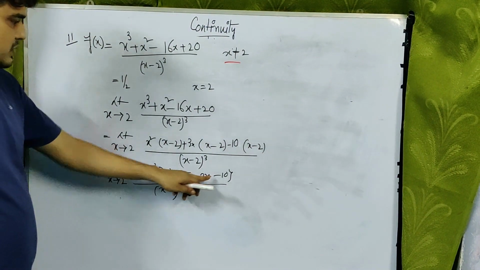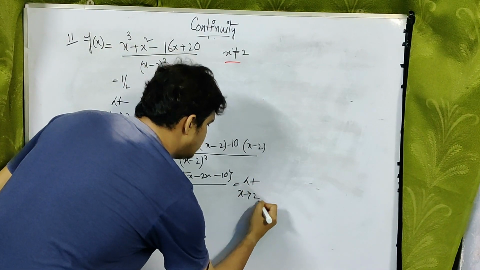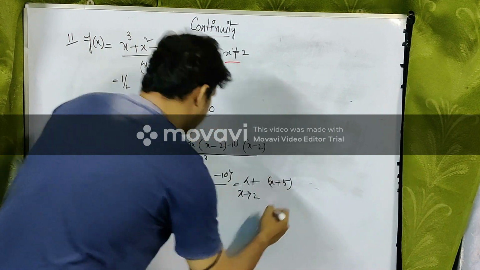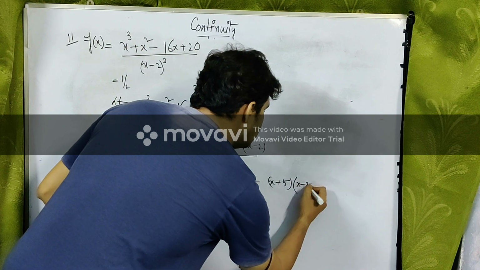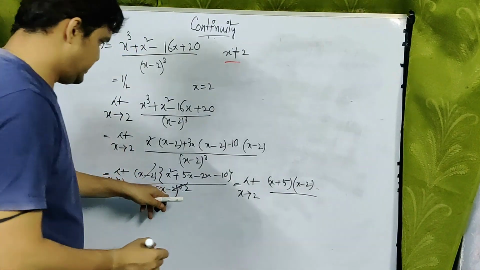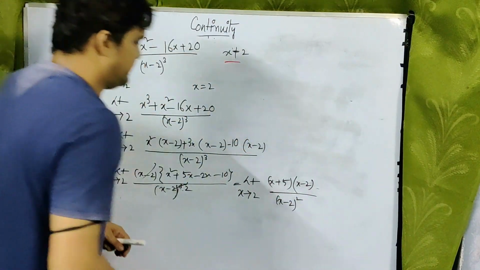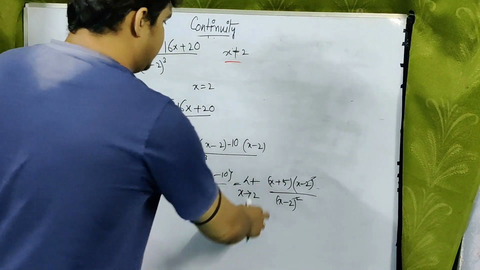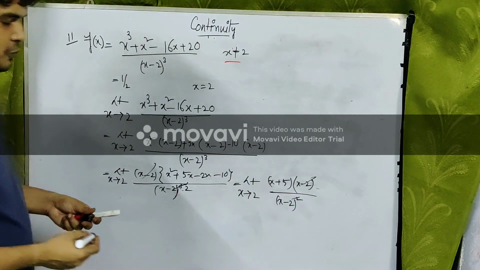Now, after this factorization, what do we get? Limit x tending to 2, x plus 5, and here we have x minus 2, another one, and this one is (x minus 2) whole square. So this x minus 2 gets cancelled with this one. Now limit x tending to 2, and what do we have? x plus 5 by x minus 2.